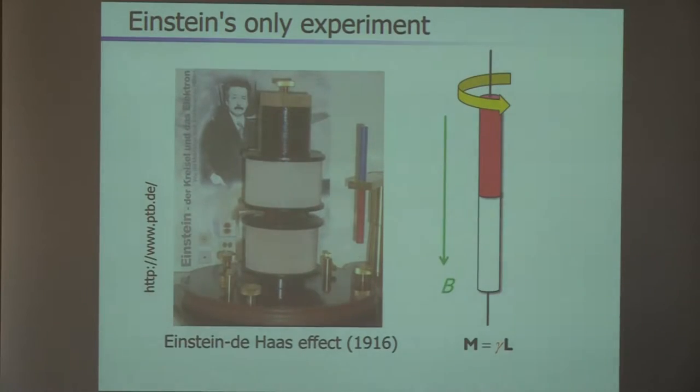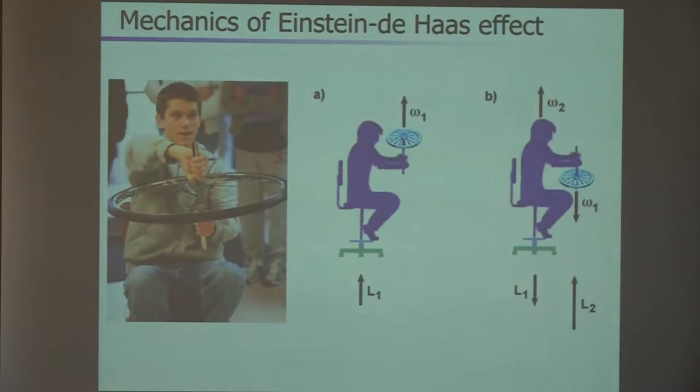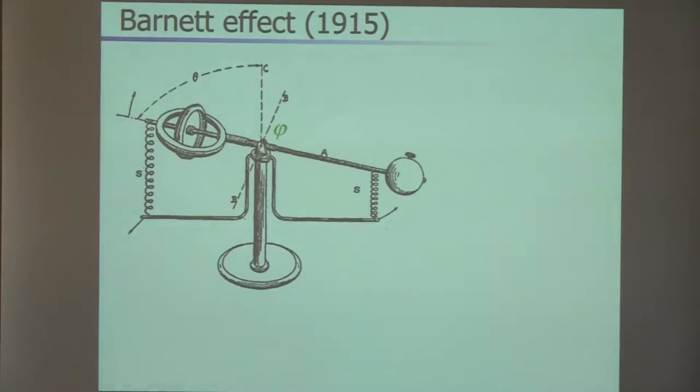Now, the magnetization is basically a mechanical angular momentum. So we can understand this experiment simply with this flywheel analogy. This guy here on a rotatable chair has his flywheel, and if he rotates the flywheel, then conservation of angular momentum forces the rotating chair to rotate, right? Now, an analogous experiment was carried out by Barnett around the same time.